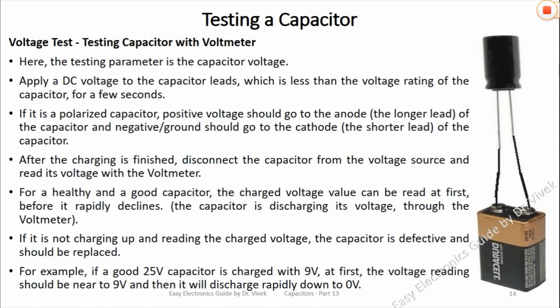In voltage test, the testing parameter is the capacitor's voltage. Apply a DC voltage to the capacitor leads, which is less than the voltage rating of the capacitor, for a few seconds. After the charging is finished, disconnect the capacitor from the voltage source and read its voltage with the voltmeter. For a healthy and good capacitor, the charged voltage value can be read at first before it rapidly declines.